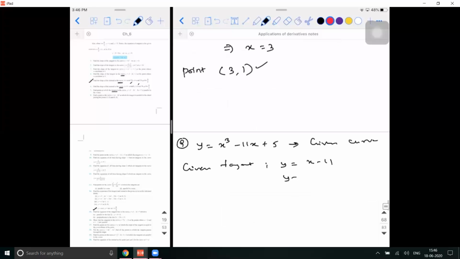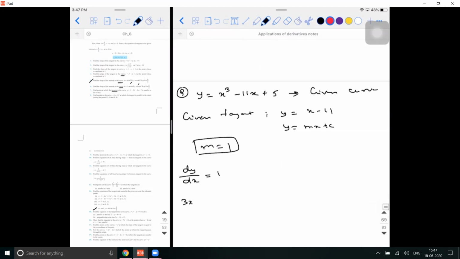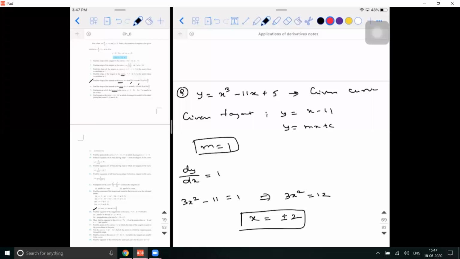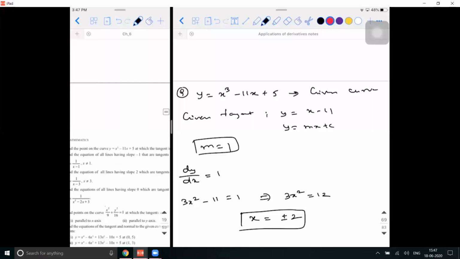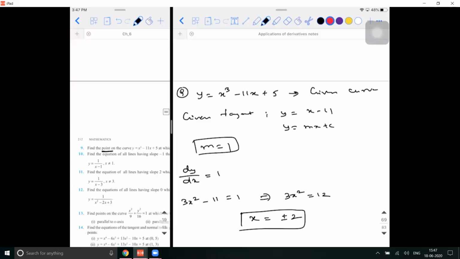So it is of the form y is equal to mx plus c. So what is the slope? Slope will be 1. So we need to do this thing. dy by dx indirectly is 1. So dy by dx means 3x square minus 11. 3x square minus 11 is equal to 1, which implies 3x square is equal to 12. x equal to plus or minus 2. But if you look at the question, they didn't say points, they told point. You have to verify whether it is going to be 1 point or 2 points.